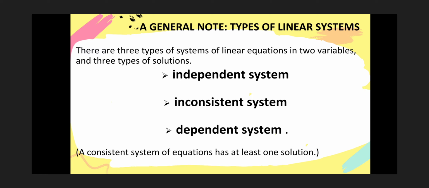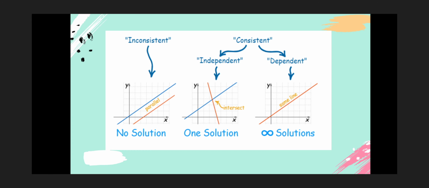So, yung dependent. So, again, a consistent system naman, it has at least one solution. So, dito, mapapansin nyo sa graph, sa inconsistent, no solution kasi parallel lines, it will never intersect. On the independent naman system, only one solution, yan. Sa dependent, infinite solutions siya kasi nagko-coincide sila sa line.